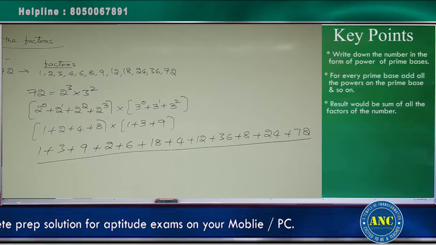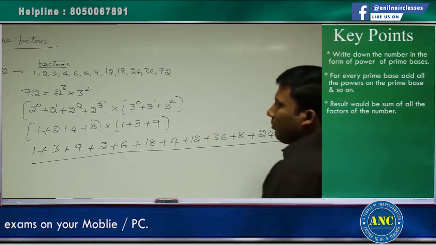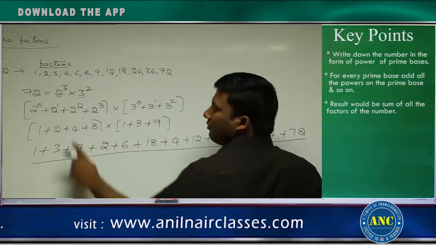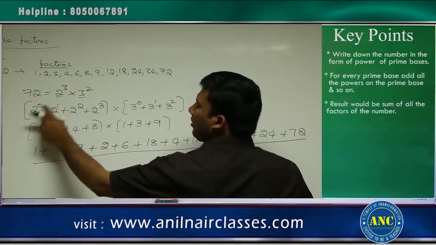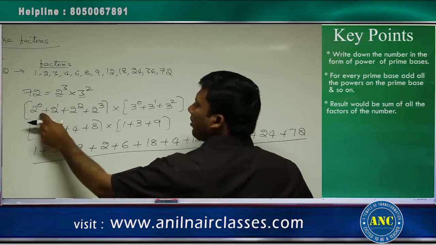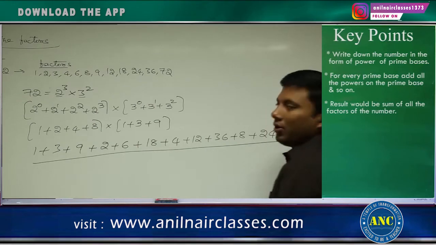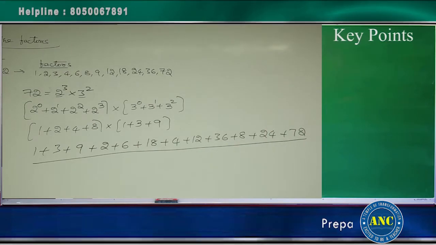That means to write down the sum of the factors of any number, step number 1: write the number as a product of powers of prime bases. For every prime power, write all the powers of that prime base starting from 0 up to whatever the power is, into the next prime base, and keep on doing like that. This is the sum of the powers.